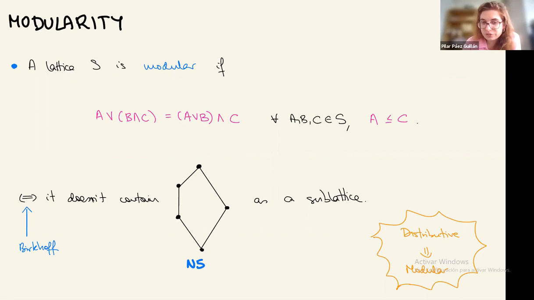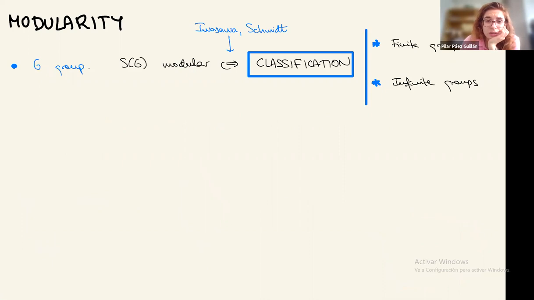Okay, and what is the situation, historically speaking, of modularity? Well, for example, in a vector space, the lattice of subspaces will be modular, the lattice of submodules of a module will also be always modular. The lattice of normal subgroups will be modular. Okay, what happens with the lattice of subgroups? Well, there is a characterization. We have that the lattice of subgroups is modular if and only if some classification holds, which I don't want to detail.